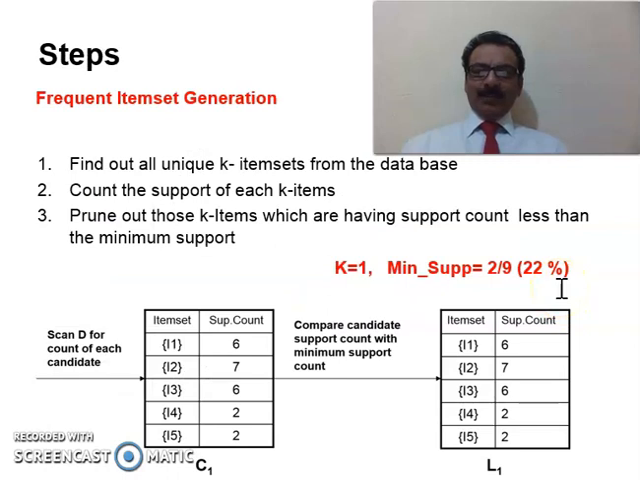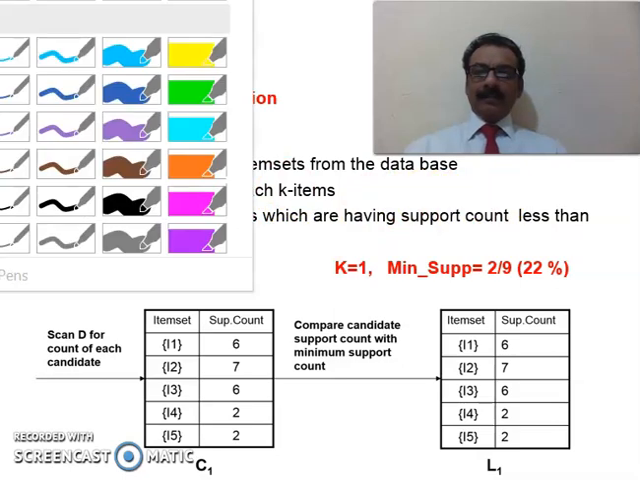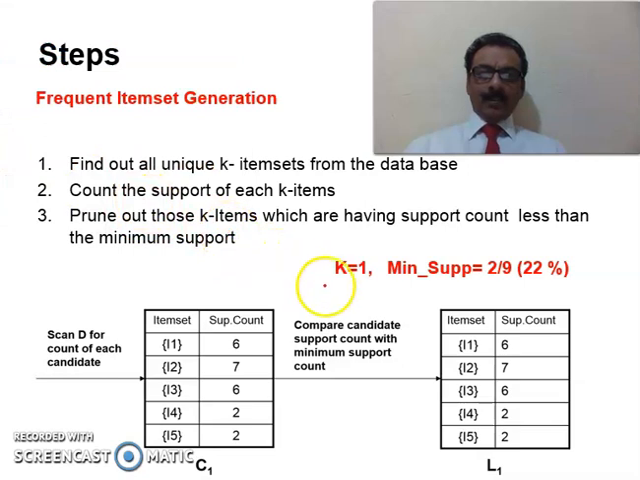Now, let us look at the steps one by one with an example, the one which we have discussed as the database for this example. Frequent item set generation is the first step, as you know. Then it will be rule generation, and the real task is in frequent item set generation. Let us understand it in depth. What you're going to do first is find out all unique k item sets from the database. Then count the support of each k item set. Then prune out those k item sets which have support count less than the minimum support. So here let us take k equal to 1.